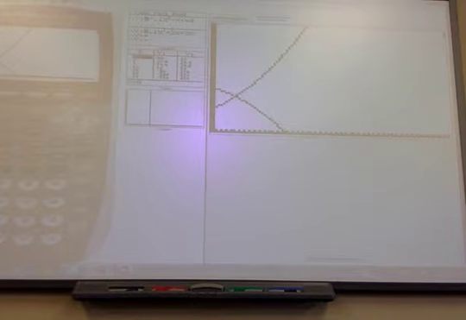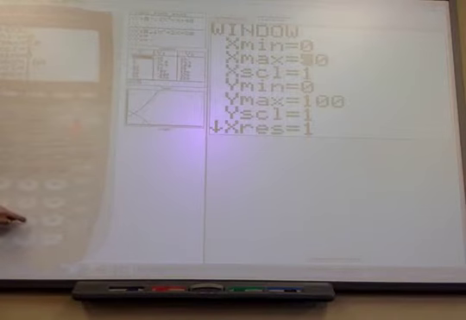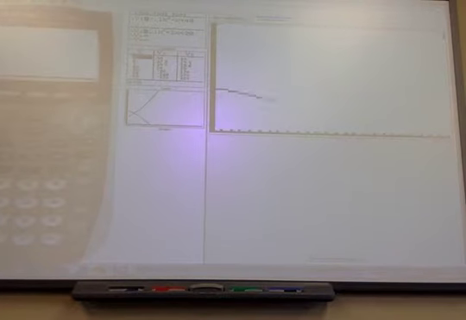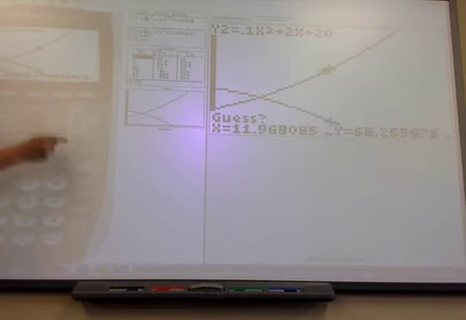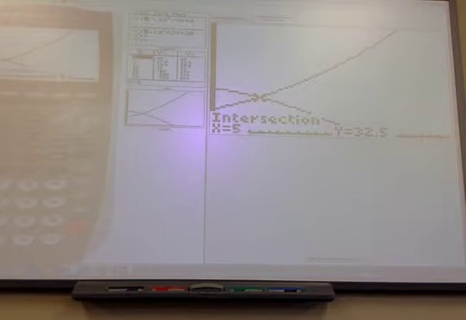I can see the intersection, but I way overshot the X, didn't I? I should go back to my X window and not go up to 50. How about 20, 30, 25? Is that better? Not bad. Okay. How do I find where they meet? Intersection. Second calc, intersect, number 5. They'll say first curve, that's the first curve. Second curve, yes. Guess. You can get a little closer if you want to. Wow. So the equilibrium quantity is 5.10.